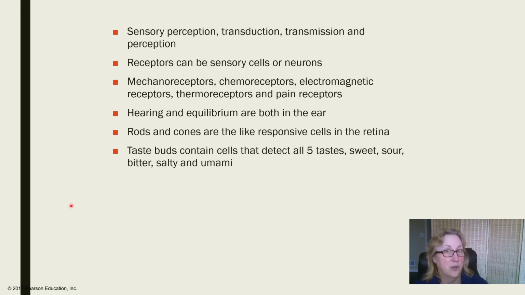Those are naked dendrites. Mechanoreceptors detect pressure or deformation. So if it's a cilia, the cilia is being moved. That's a mechanoreceptor. Chemoreceptors have receptors for specific molecules, or they can detect pH or osmolarity. Those would be chemoreceptors. Electromagnetic receptors would include the photoreceptors in our eyes. Thermoreceptors would be for both hot and cold, detecting a different temperature than our body temperature. That would be a thermoreceptor.